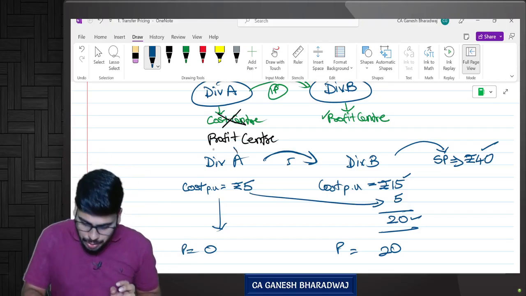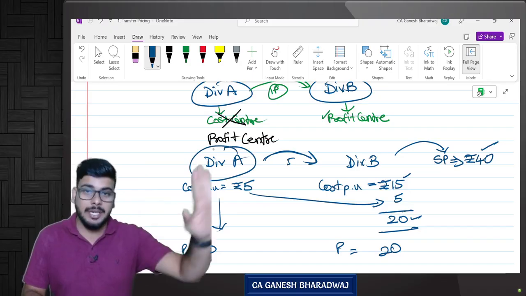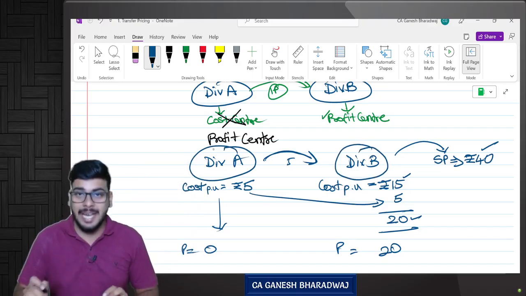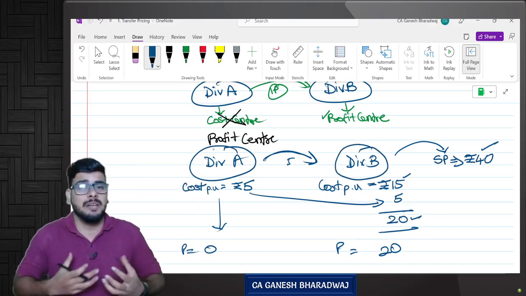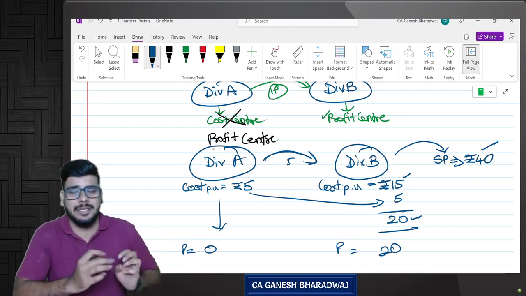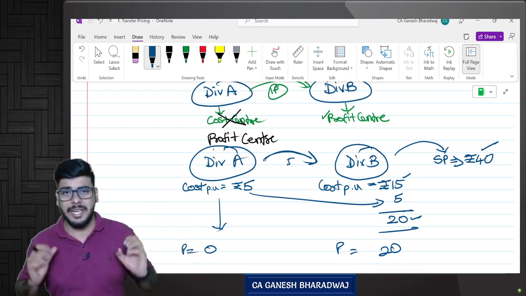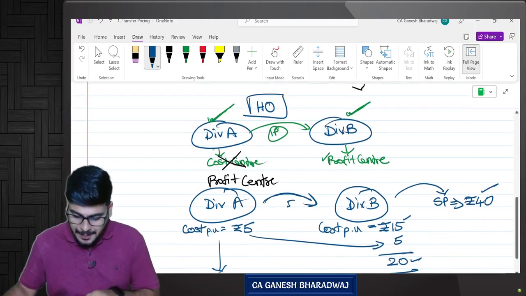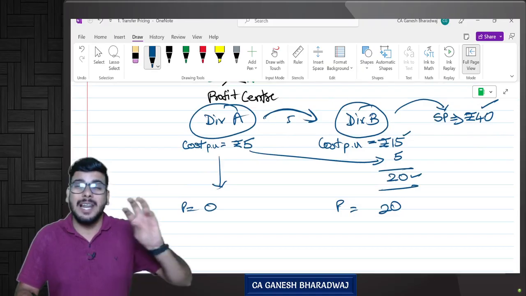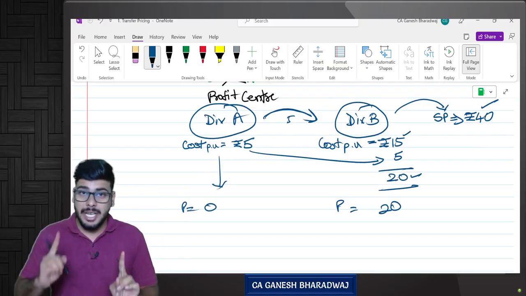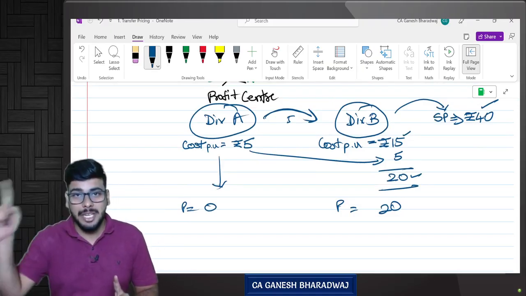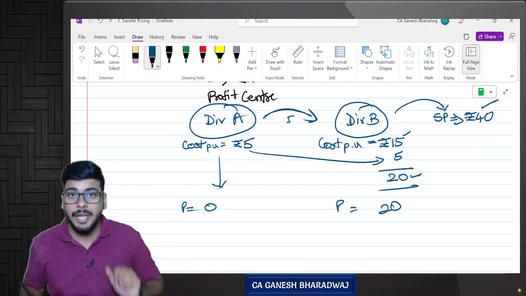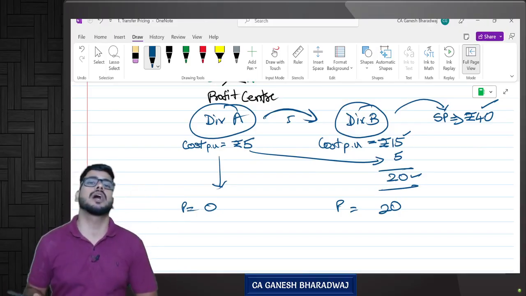That is, you treat division A as a separate company and division B as a separate company. For some time, don't think that these are brothers. Treat these two as separate entities and then do this transaction. Your cost is 5 rupees. Let us say, for example, division A should transfer the empty bottles to division B not at 5 rupees but at 8 rupees. Are you clear with this?